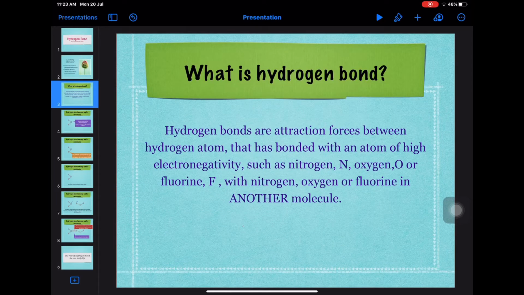Alright, what does hydrogen bond mean? Hydrogen bonds are attraction forces between a hydrogen atom that has bonded with an atom of high electronegativity, such as nitrogen, oxygen or fluorine, with another oxygen, nitrogen or fluorine in another molecule.